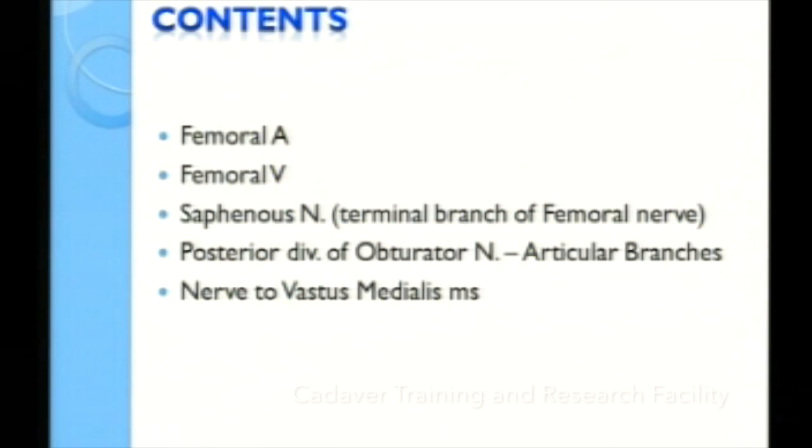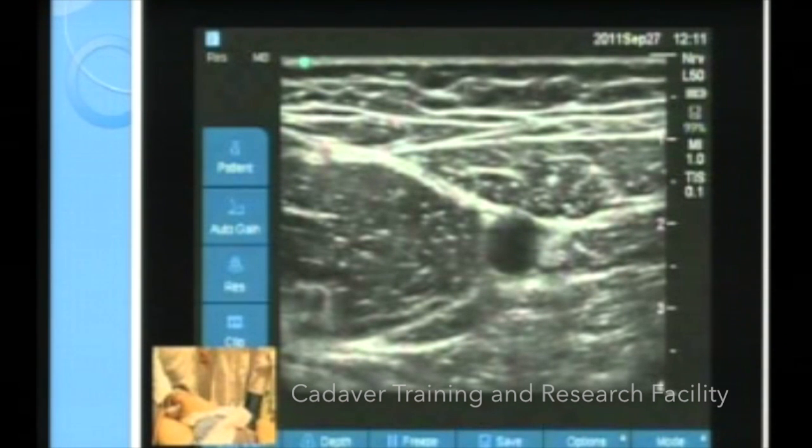Coming to the contents of the subsartorial canal or adductor canal, the main contents are the femoral artery, femoral vein, saphenous nerve, posterior division of the obturator nerve, and nerve to vastus medialis muscle. So this is the sonoanatomy of the adductor canal. You can see this is the medial side, this is the lateral side, this is vastus medialis, this is adductor longus, the roof is formed by the sartorius muscle, and this is the femoral artery, and the saphenous nerve lies here. So this triangular space is known as the adductor canal.